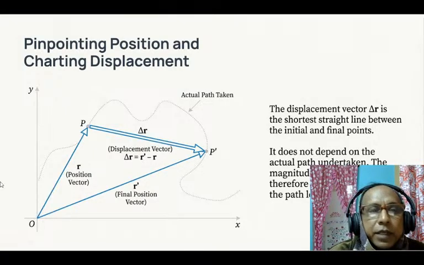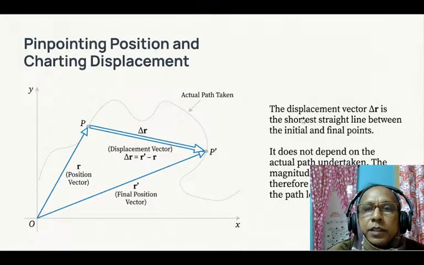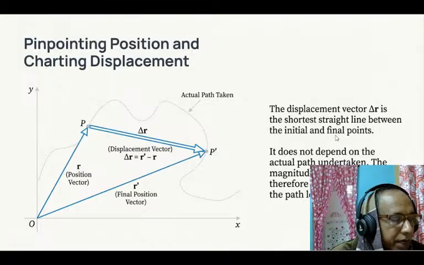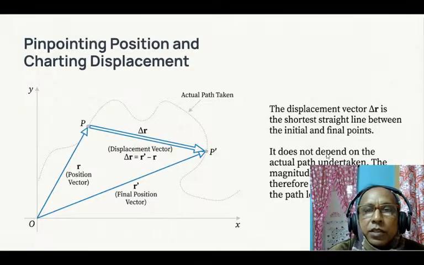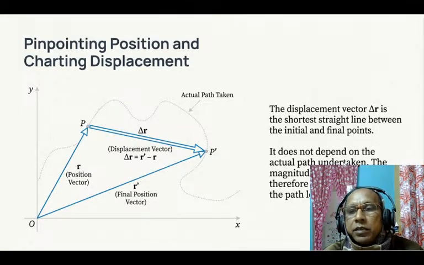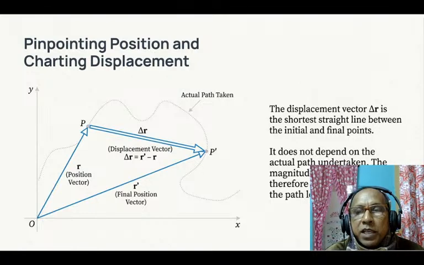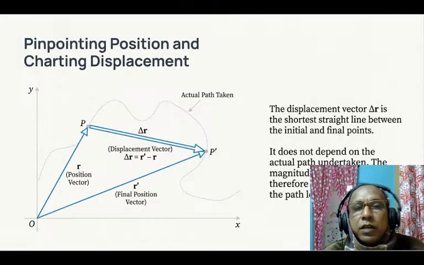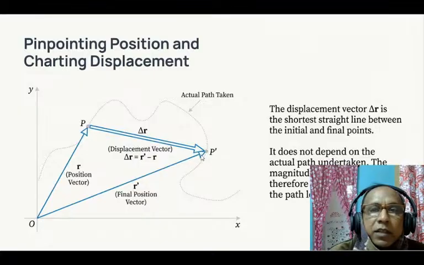So what we are getting, you see here, the displacement vector del r is the shortest straight line between the initial and final points. It does not depend on the actual path undertaken. The magnitude of displacement is therefore less than or equal to the path length. This is the displacement vector and it is the shortest distance. And in the displacement vector, we only need the initial point and final point. No need of the actual path.